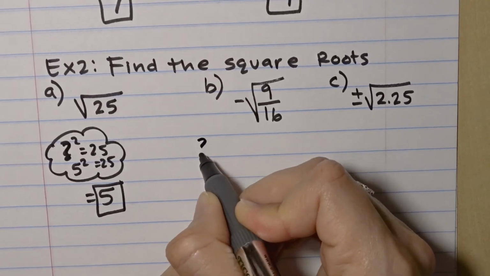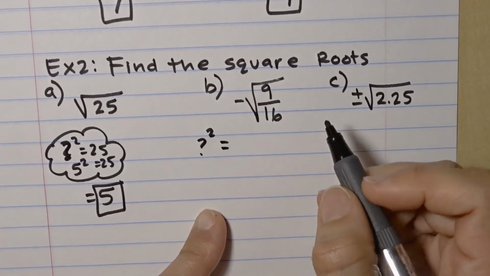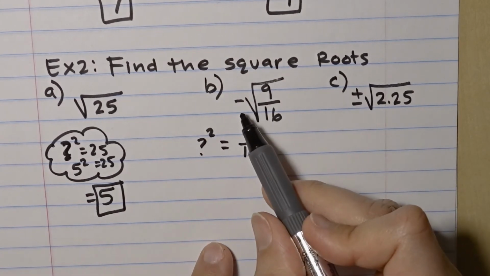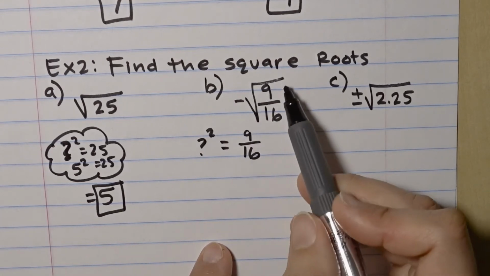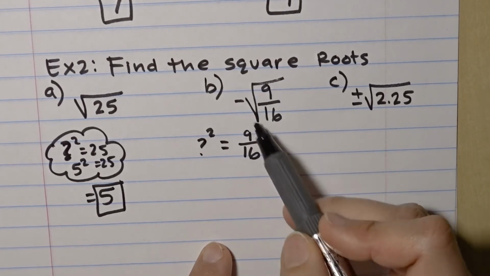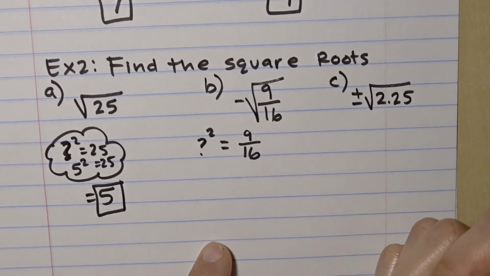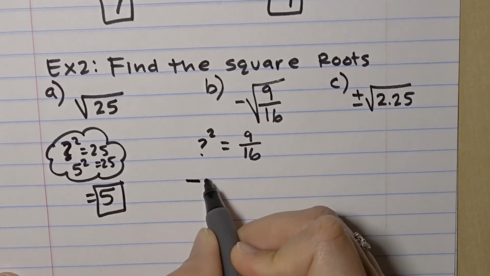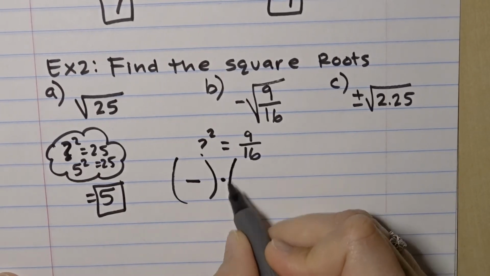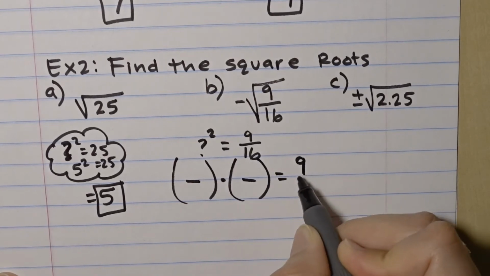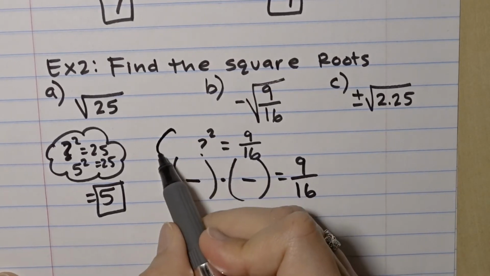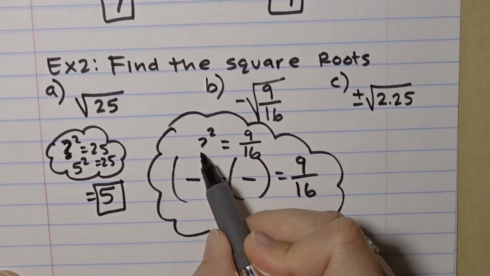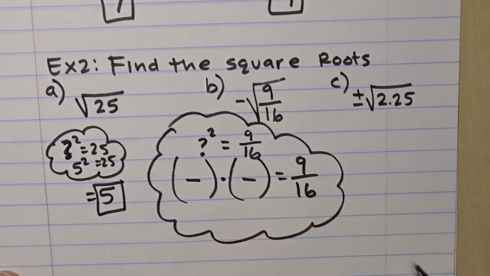What number to the second power equals 9 over 16? Now notice this negative is outside the square root sign. So we're going to focus on finding the square root of the numbers inside first. Then we'll just tag along a negative on our answer. And if you're not sure what this is, this means you have a fraction times another fraction gives me 9 over 16. So what fraction to the second power gives me 9 over 16?